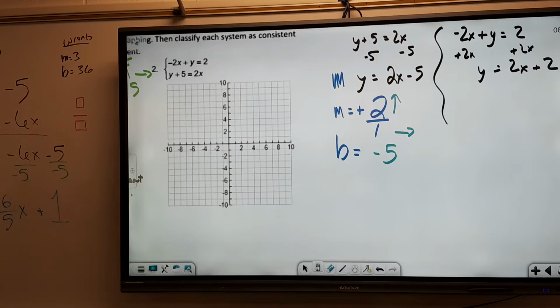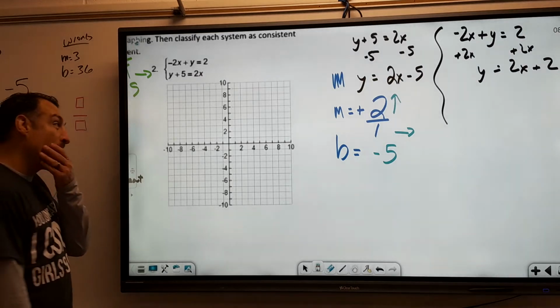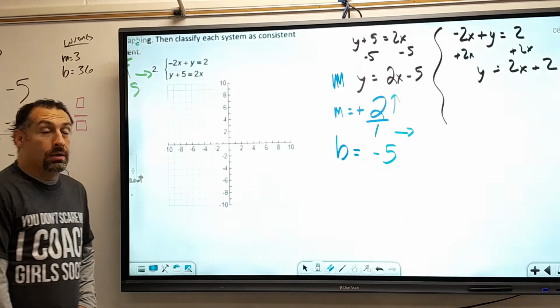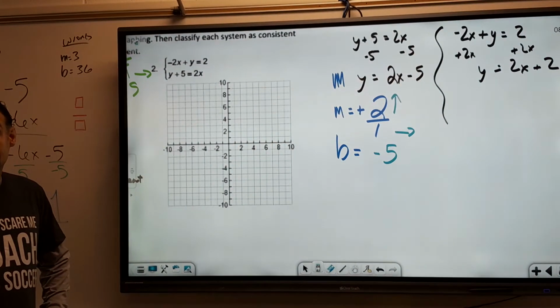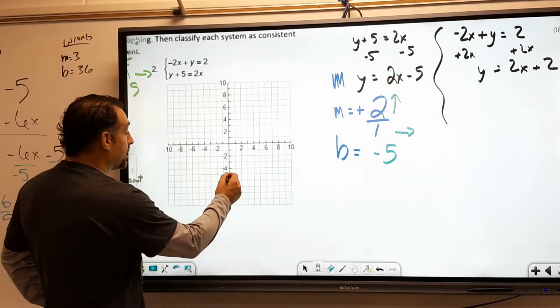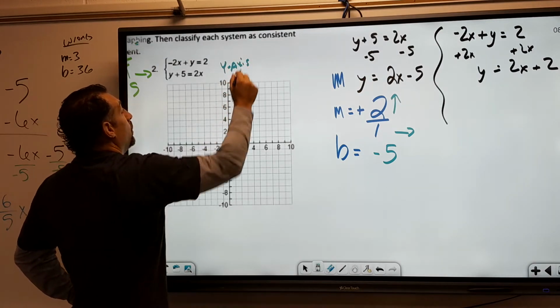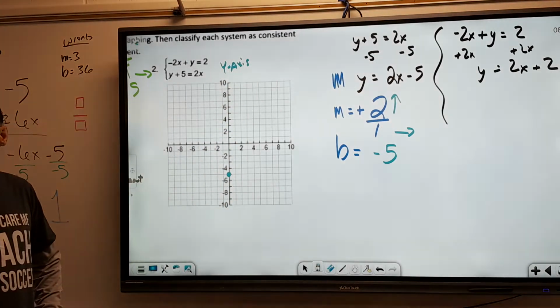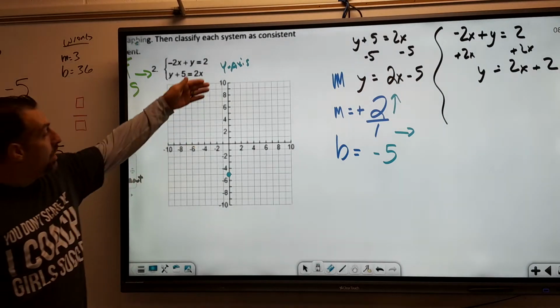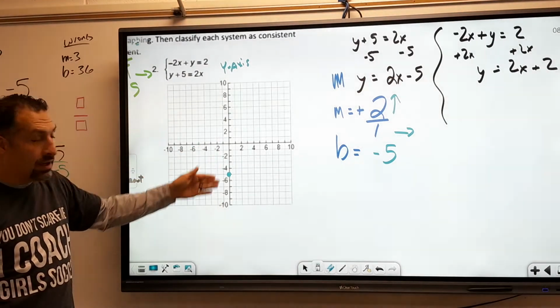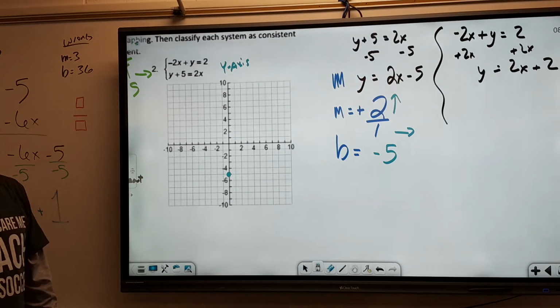Blake? Oh, me? Yeah, why not? How do I explain it? Well, you're right. It's this one here. This is the y-axis. The thing we're looking for is the y-intercept, so it crosses the y-axis at -5, 0, -5 to be precise, but whatever.